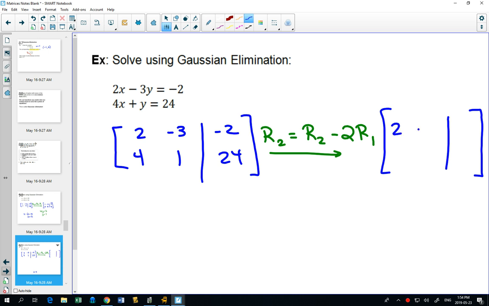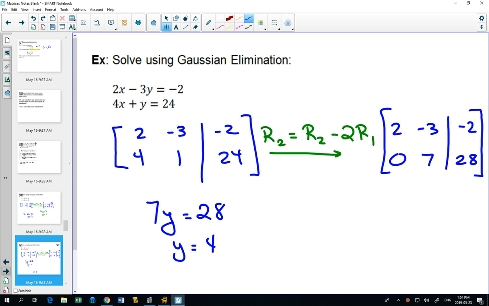Okay, row 1's not changing, because my instructions say I'm only changing row 2. 4 minus 2 times 2 would be 0. 1 plus 6 would be 7. And 24 minus 2 times negative 2 would be plus 4, would be 28. This tells me that 7y is equal to 28. So y is equal to 4.